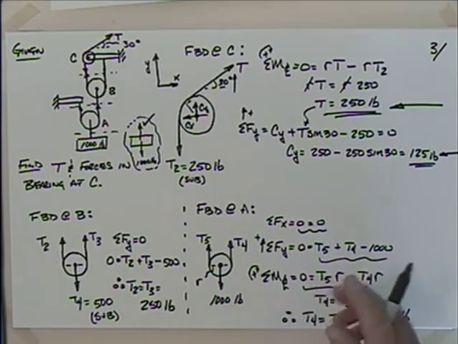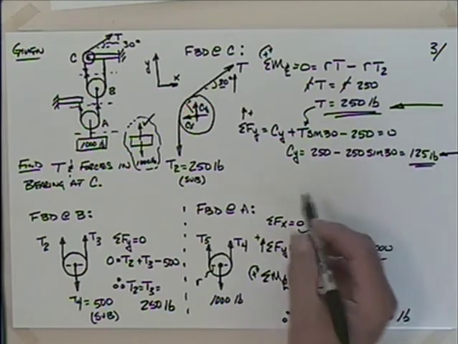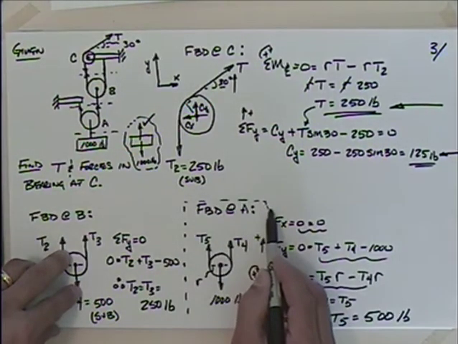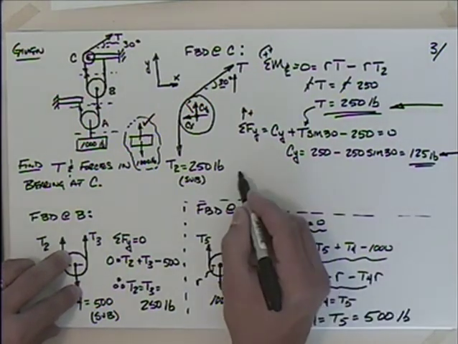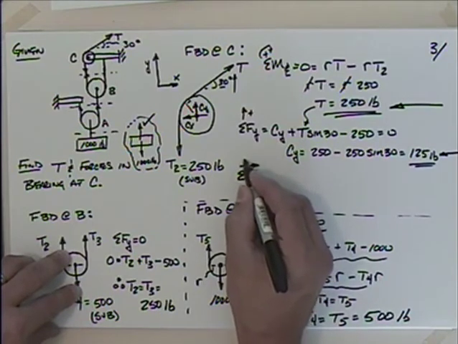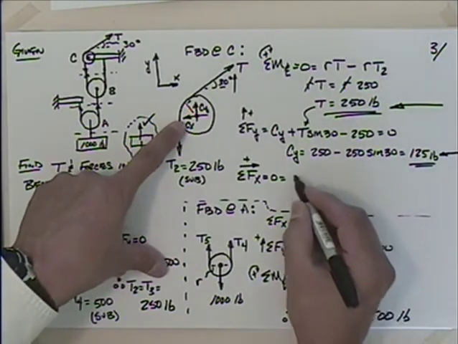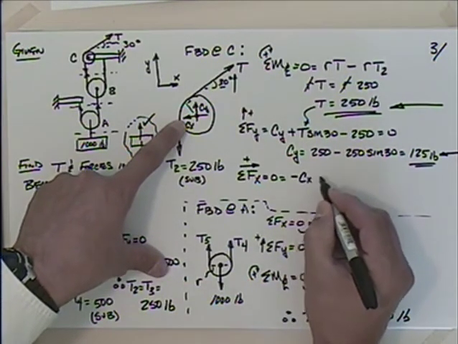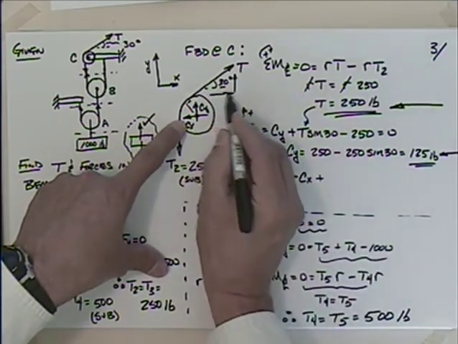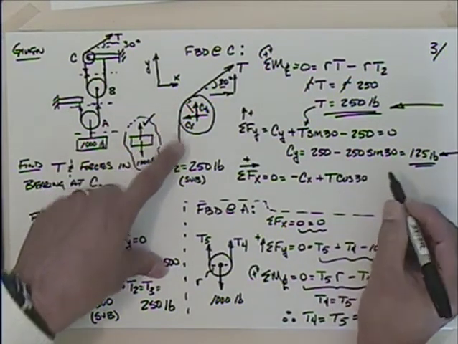£125 pounds. Good. Okay, so that's Cy. If I then look at summing the forces in the x direction, and I'll take to the right as positive there, setting that equal to 0, what do I have? Well, I have minus Cx, because that's going to the left, plus the horizontal component of T, which is going to be T times the cosine of 30.